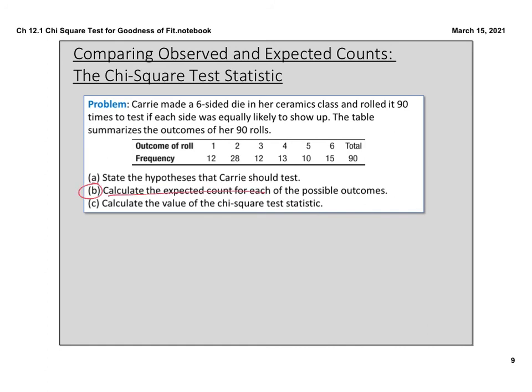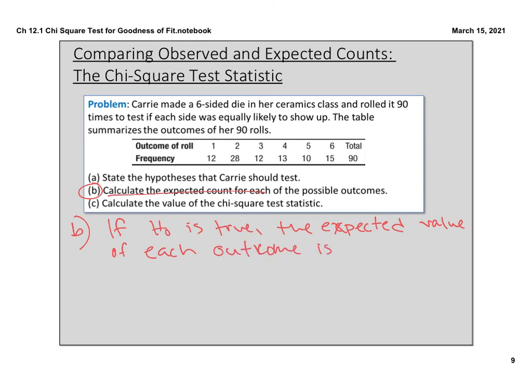In part B, it says calculate the expected value for each possible outcome. So the expected value, if the null is true, the expected value of each outcome is the same. Okay, and that expected outcome would be 90, because that's how many times she rolled it, times 1/6, because there are 6 possible equally likely outcomes. So 90 times 1/6, which is 15 for each side of the die.